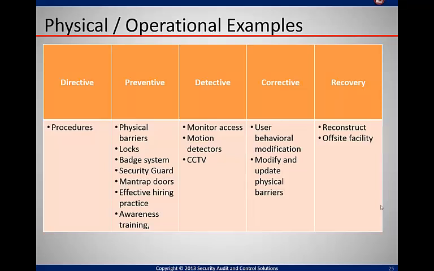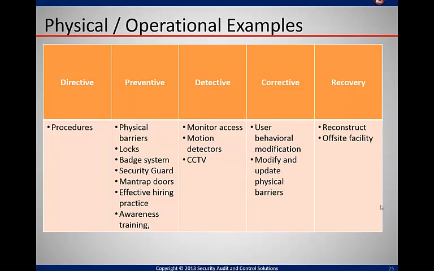Operational physical examples, directive, we can have procedures. Preventative controls, we can have physical barriers, locks, badge systems, security guards walking around, and security guards are usually selected when somebody has to make a decision. Man-trap doors, you've seen that usually at your bank. Effective hiring practices, so we can make sure that the checks and balances have been done. Does he have a police clearance? His creditworthiness, if we're in a banking environment. And then awareness training is also part of preventative, again, from a physical operational point of view.